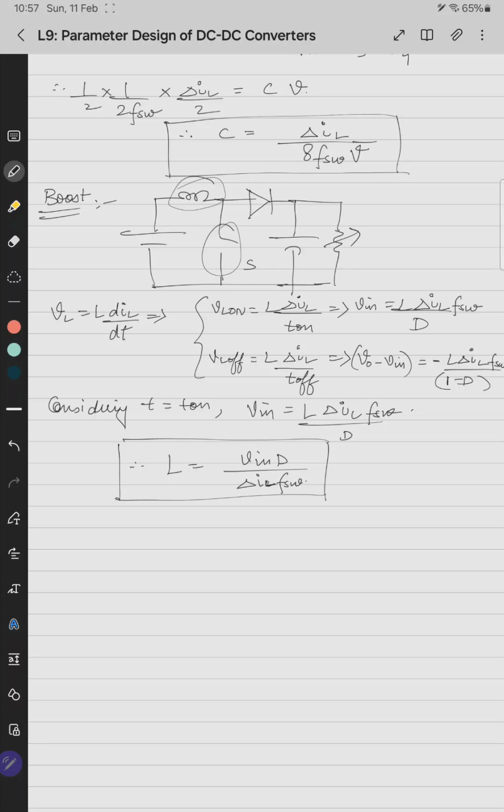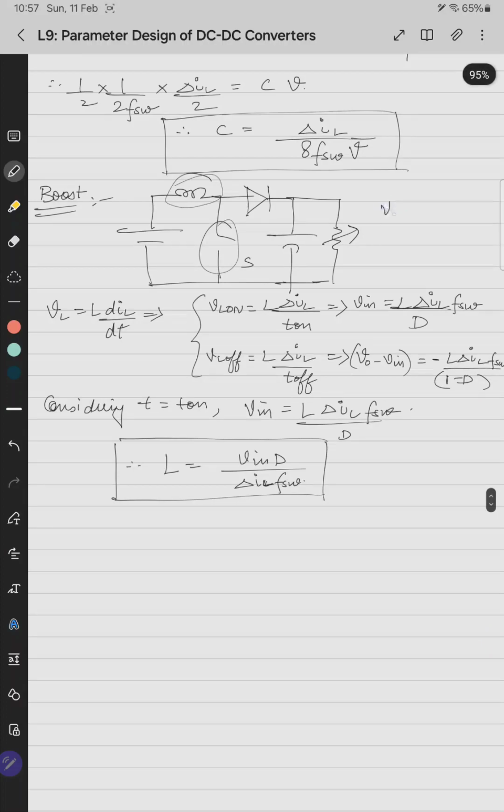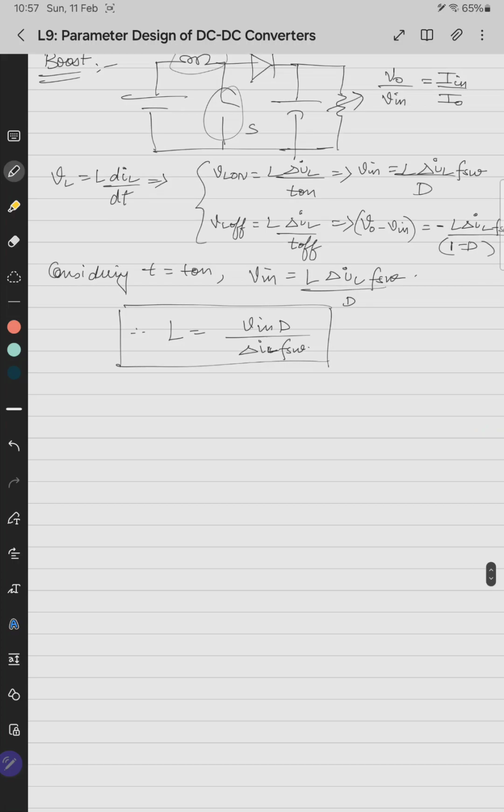Whatever is the relation of V naught by V in for any converter, the same is the relation for I in by I naught in these average values. In this case, I in is IL and I out is I load. So IL by I load is 1 by 1 minus D. So the same relation will hold here. Similarly, using the amp second balance, Q is CV.